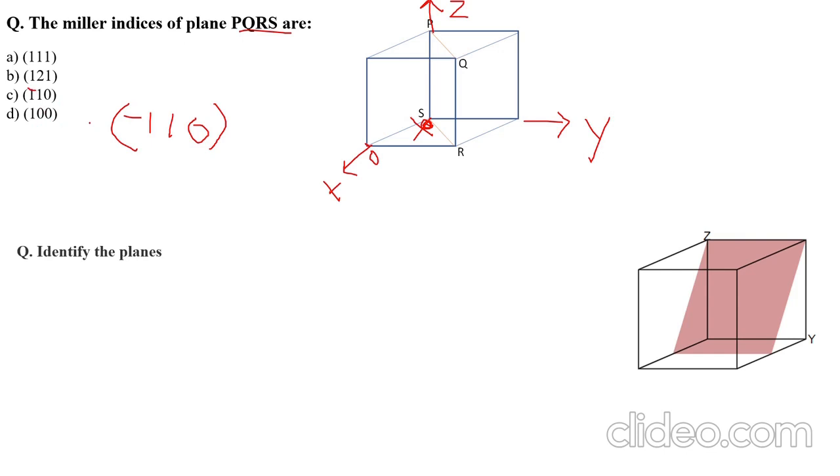Is it clear? You have to carefully choose your origin because that will determine your correct Miller indices. The plane should not contain the origin. Whenever we are indexing a plane, the origin should not be contained in the plane. Then only we can index it correctly.